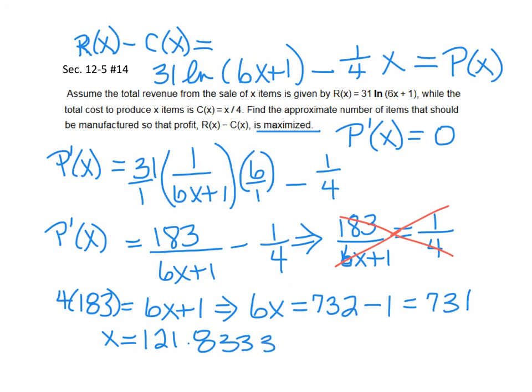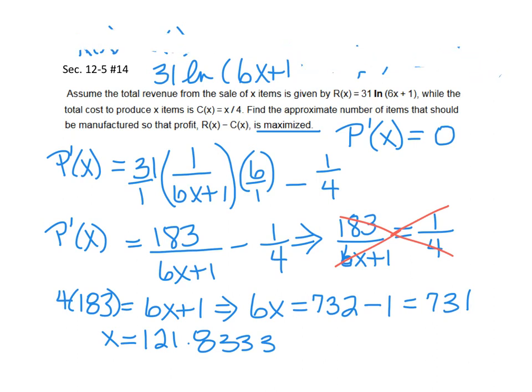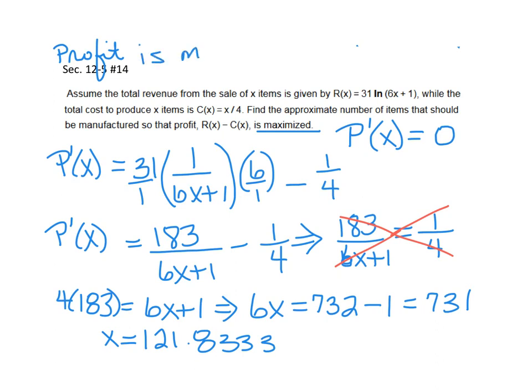So we need to answer the question. Profit is maximized at 122 items.